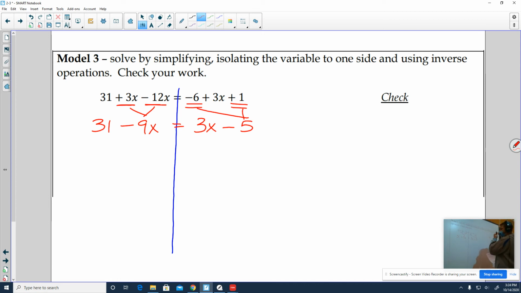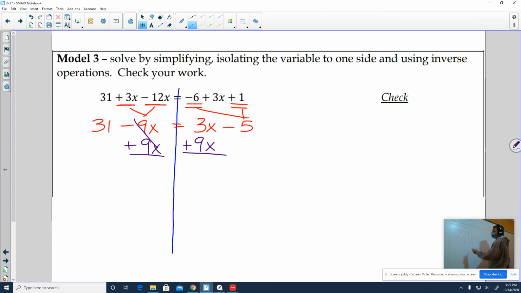Let's isolate the variable to one side. Which variable term is smaller, negative 9x or positive 3x? That's right, negative 9x is the smaller one. So I'm going to get rid of that one by doing the opposite. The opposite of negative 9x is positive 9x. Adding a 9x to a negative 9x will cancel it out, get rid of it. But again, here's my equation. Got to stay balanced. I need to add 9x to the right side as well.